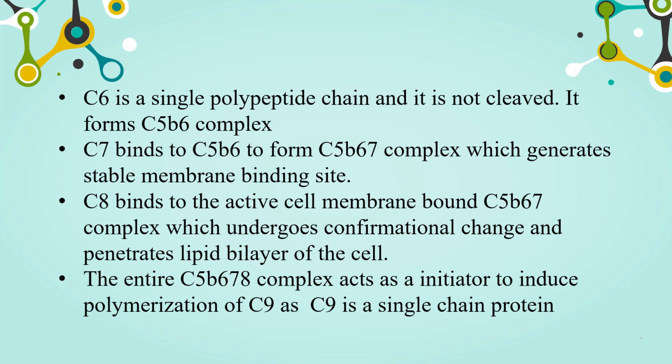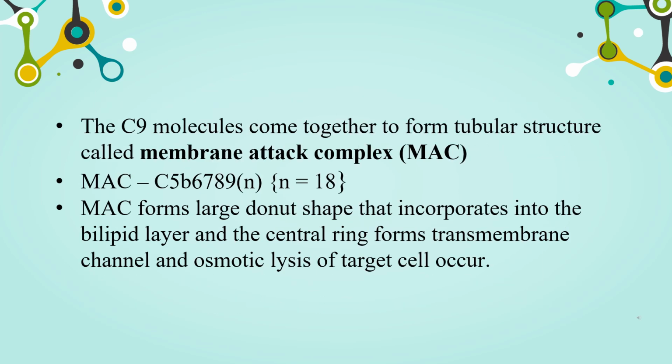The entire C5b6-7-8 complex acts as the initiator to induce polymerization of C9, as C9 is a single chain protein. The C9 molecules come together to form a tubular structure called the membrane attack complex, MAC. MAC is the complex C5b6-7-8-9, and n is equal to 18. MAC forms a large donut shape that incorporates into the bilipid layer, and the central ring forms a transmembrane channel, and osmotic lysis of the target cell occurs.